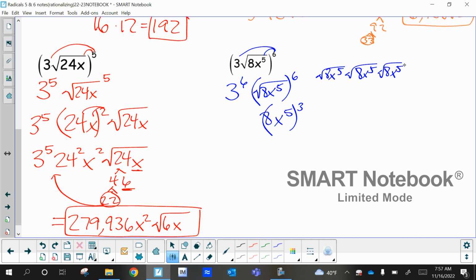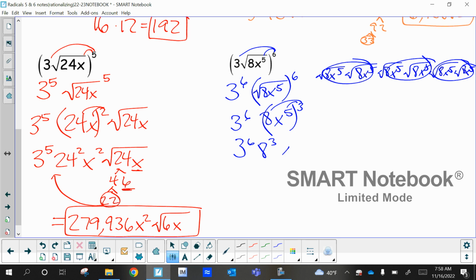See how we're writing, expanding it. 1, 2, 3, 4, 5, 6. Well, there's a pair, there's a pair, and there's a pair. How many pairs do we have? 3. Okay, so now I still need to distribute the 3 to each one. So I have 3 to the 6th, 8 to the 3rd, and x to the 15th. Okay, you need to remember from algebra 1 that you multiply these exponents right here, 5 times 3.